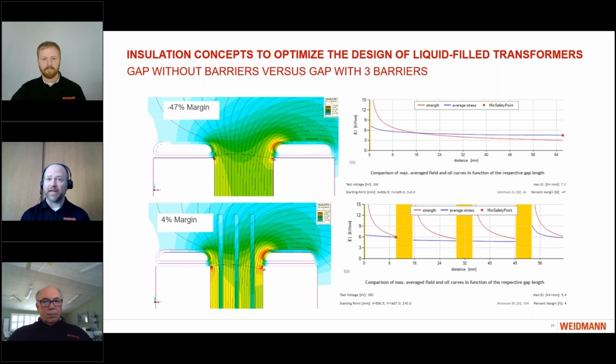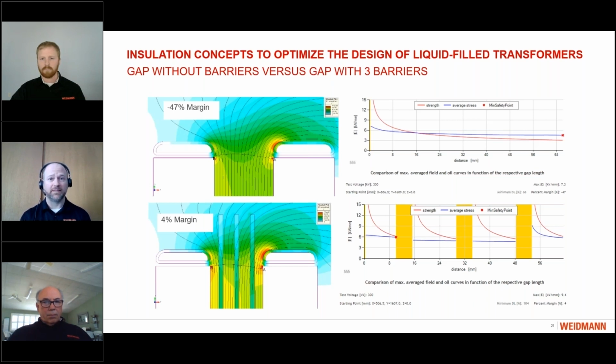But if we simply add a few barriers, you can go from negative 47 to a 4% margin just by the addition of 3 barriers, which is what our bottom imagery is showing. However, again, we're trying to think of these in practical standpoints. So you can't just put any size barriers in. You need to be considerate of what your design may be, what the clearances are, what the individual gaps might say. In this case, 4% is still relatively low.